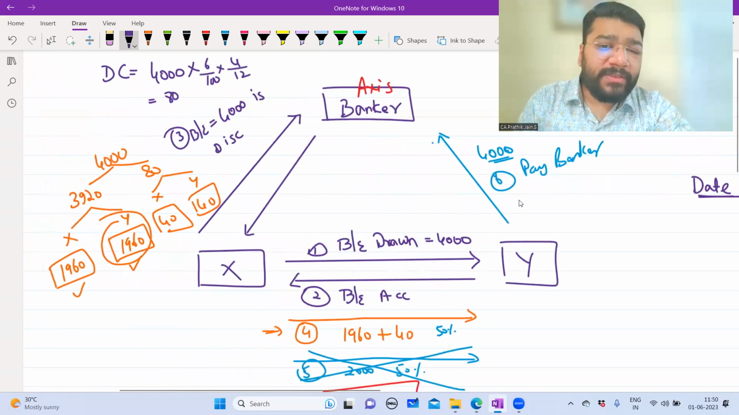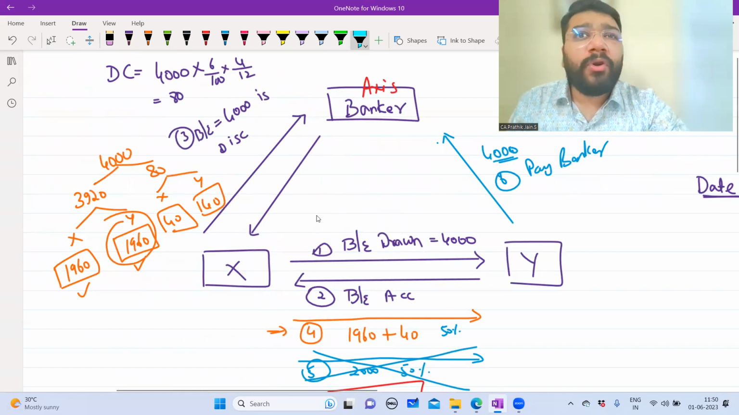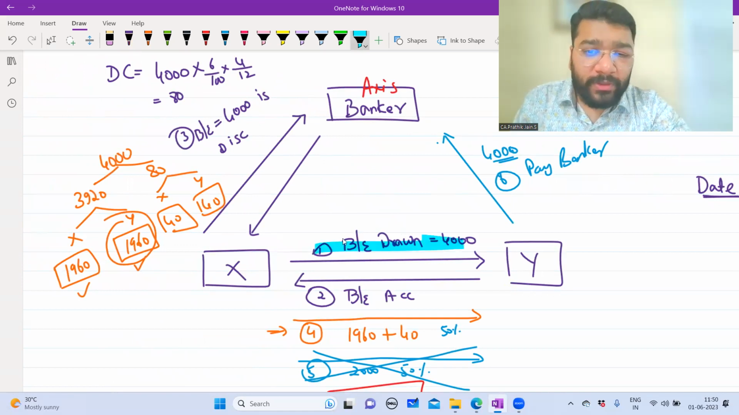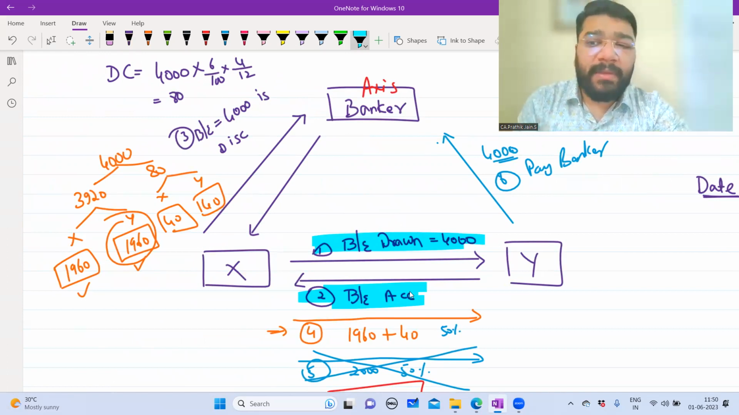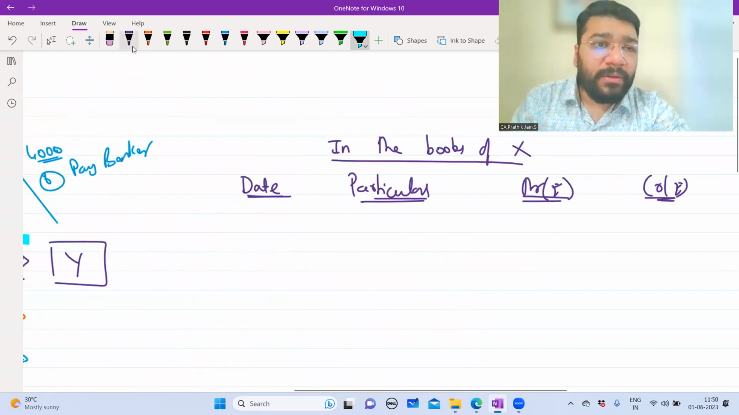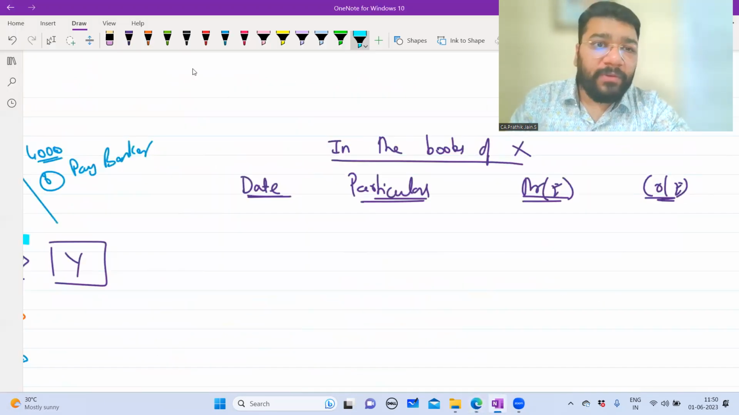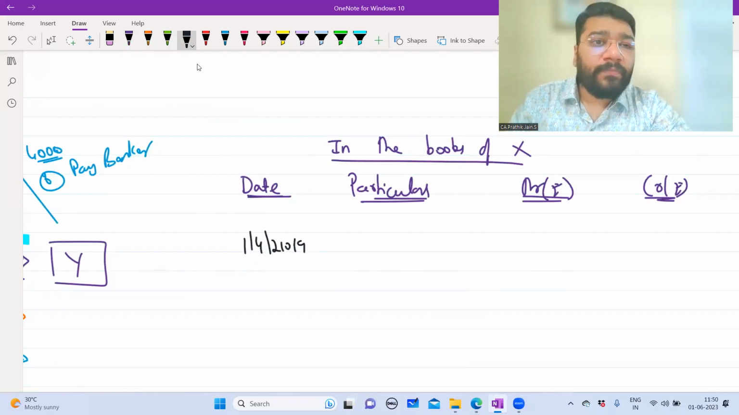Guys, here this is the first diagram. Please tell me what is the first transaction. Can I say X drew a bill on Y? For drawing a bill, do we record any entry? No. So no entry for this. Bill is accepted by Y. So bill is coming back to whom? Bill is coming back to X. So X is the receiver of the bill. So when was the bill drawn? 1/4/2019. Wonderful. So 1/4/2019, people.